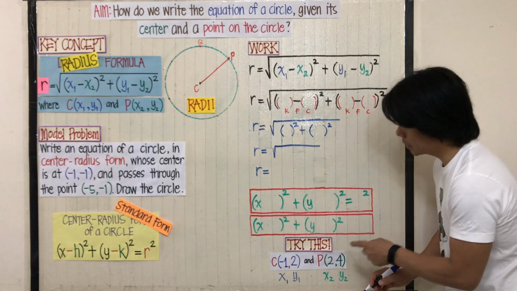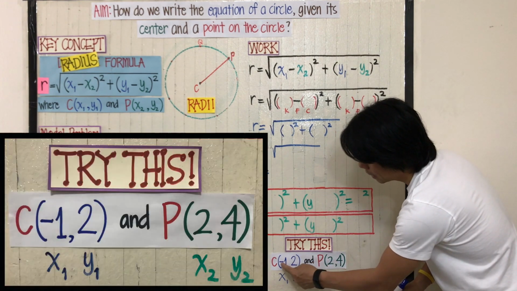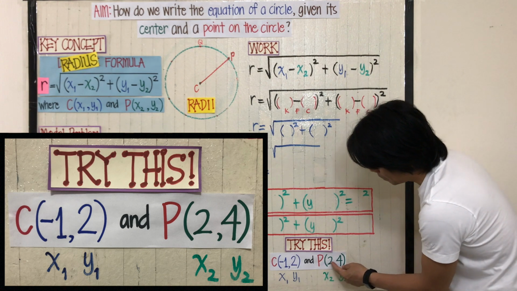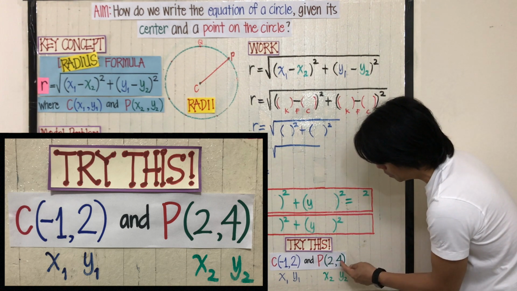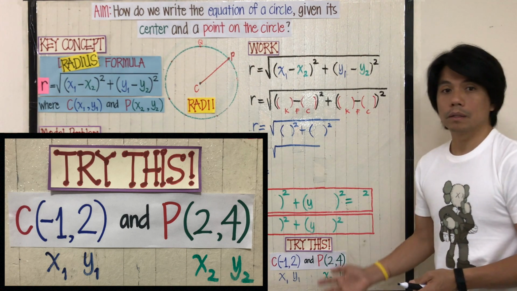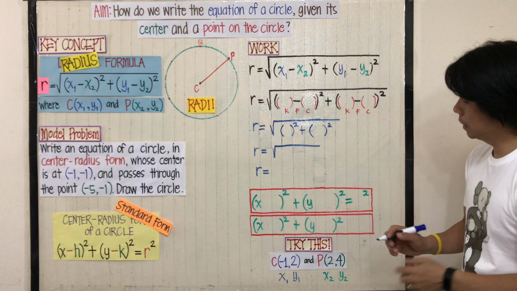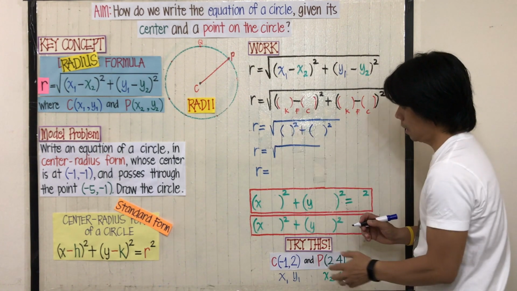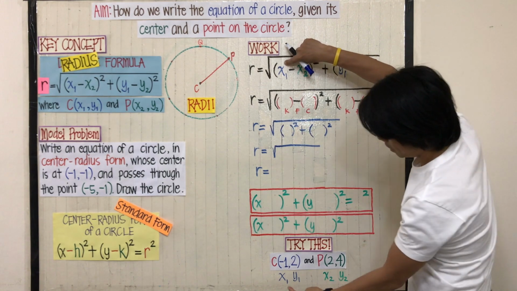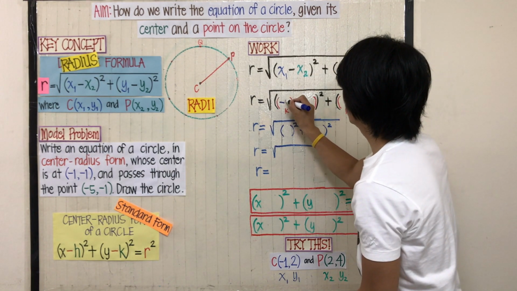Now, if you notice, I already annotated these coordinates. -1 is x sub 1, +2 is y sub 1, +2 is x sub 2, and 4 is y sub 2. We are going to use them on this formula. So let's directly substitute them. So x sub 1 right there, x sub 1 is -1. Let's write it down here.